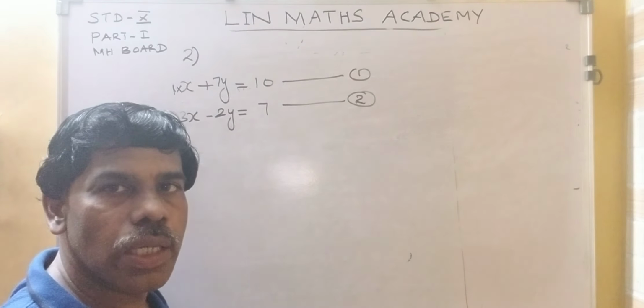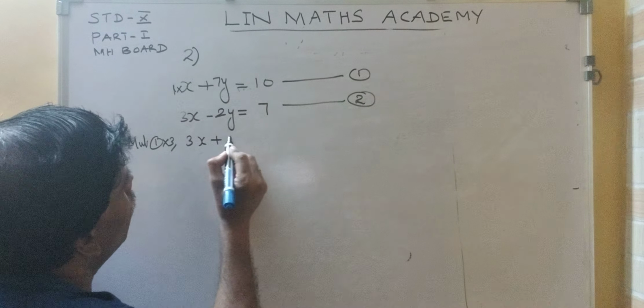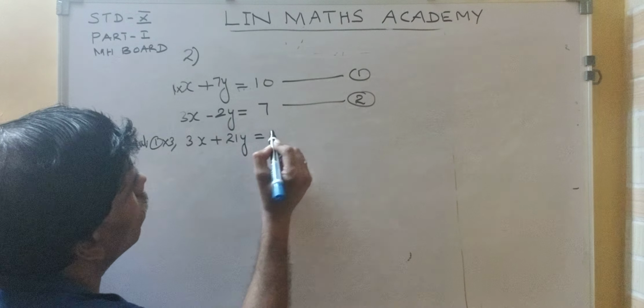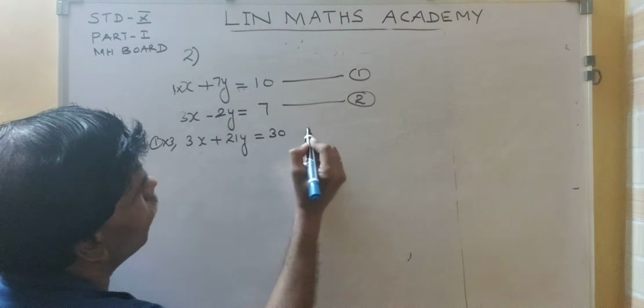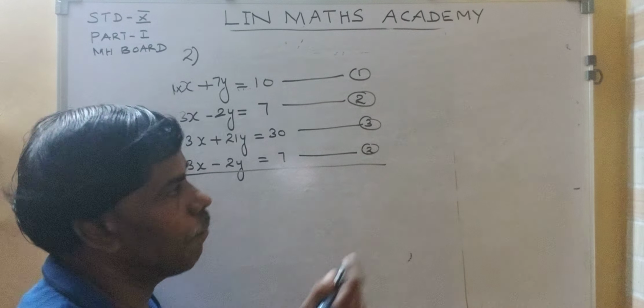Yes, by multiplying by 3. So multiplying equation 1 by 3, we get 3x plus 21y equal to 30. This is equation number 3. Now here 3x minus 2y equal to 7, equation 2. Now look at this again, like the previous one. Here the coefficients are same but with same sign.